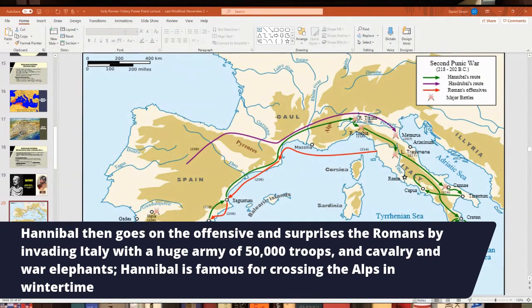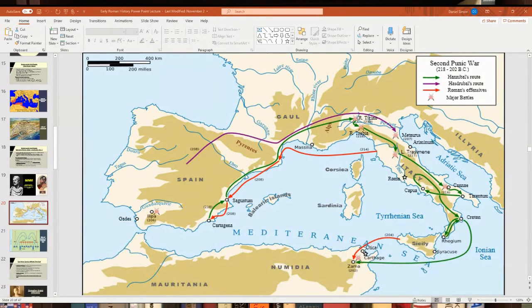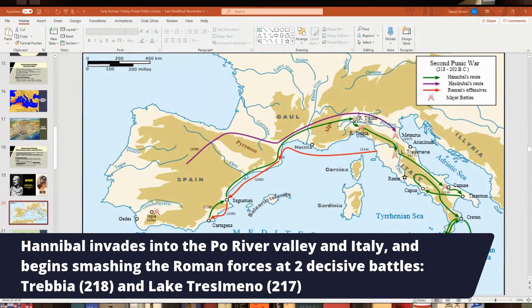And Hannibal later is going to be known for using war elephants. He fought with elephants, which scared the hell out of the Romans and really demoralized them because they trampled over their troops and frightened them. And so over time, Hannibal is going to smash into Italy at that point, and you can see it kind of goes through the Alps right there. And he's going to invade down into the Po River Valley.